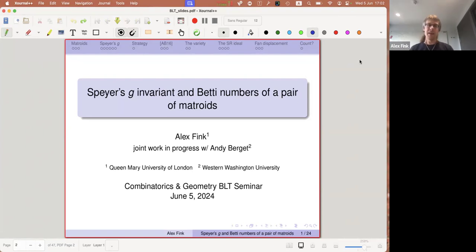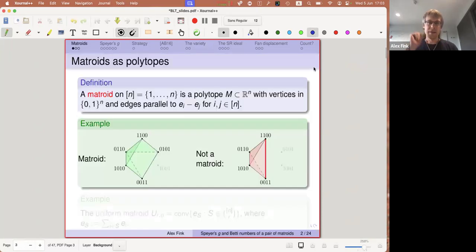So this is a talk on some work in progress with Andy Berget, a paper we're writing in which we prove David Speyer's g conjecture, arising from consideration of face vectors of tropical linear spaces. So outlining that is the goal of my talk today, and I will start with just reviewing the perspective on matroids that I like to take for these things.